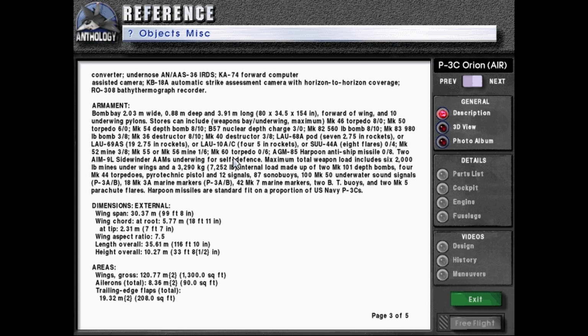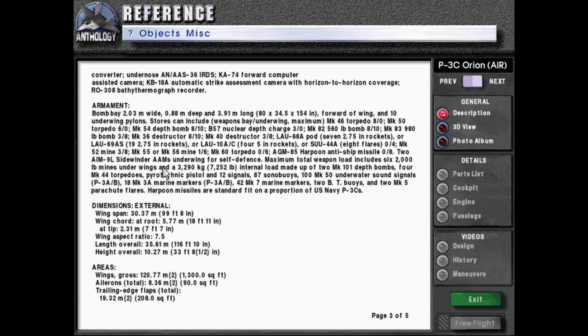Mark 60 torpedo, 0 and 6. I think that's, might be wrong. It should be a Mark 50, probably, because the ones I remember, maybe there's an older airdrop torpedo, but I think the Mark 46, the Mark 48, the Mark 50, and the Mark 52. AGM-84 Harpoon anti-ship missile, 0 and 8.